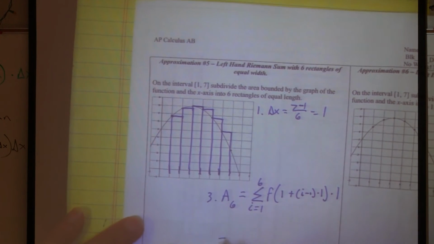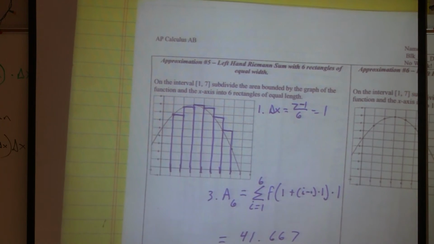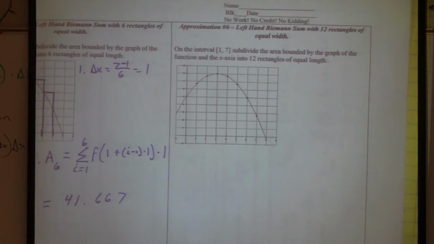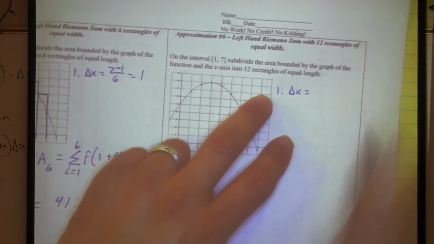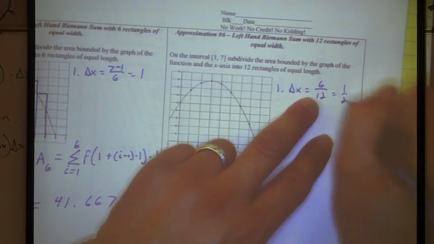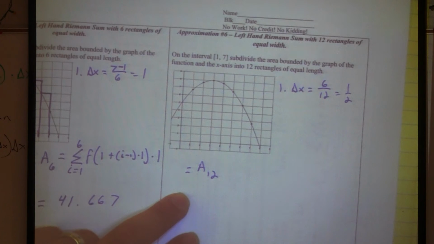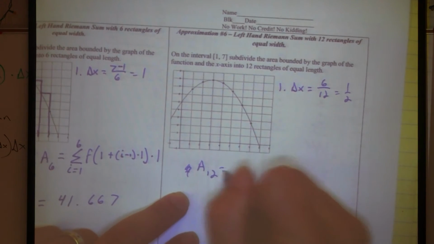What does this one give us? 41.667. My God. Looks like we're getting closer and closer to what? 40. 40? Let's try 12 rectangles. What's my delta x going to be here? 1/2, right? So we get 6 over 12. Alright, let's write down the formula. So for 12 rectangles, what are we going to get?